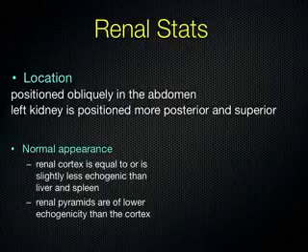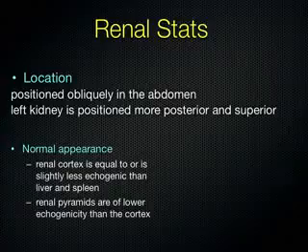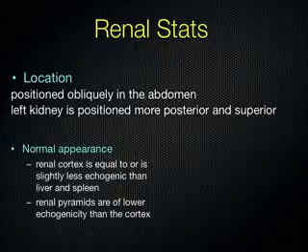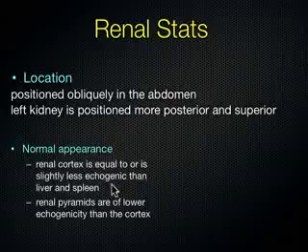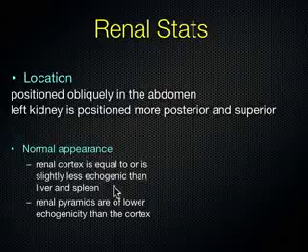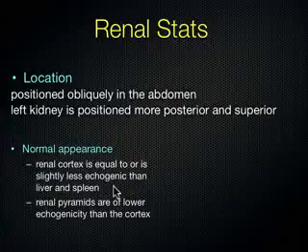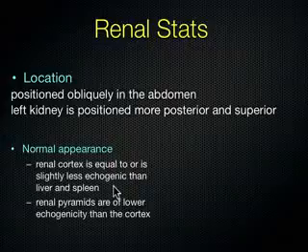Now, the kidneys are located obliquely in the abdomen, and it turns out that the left kidney is more posterior and more superior. And the way I remember that is that the left kidney is more towards the head and more towards the bed. And it turns out that the renal cortex is less echogenic than the liver or the spleen. And the renal pyramids, because they're filled with urine, are less echogenic than the cortex. So if you want to term that in terms of brightness, the liver and the spleen are brighter than the kidney's cortex, but the kidney's cortex is brighter than the renal pyramids. The renal pyramids are less echogenic than the cortex.